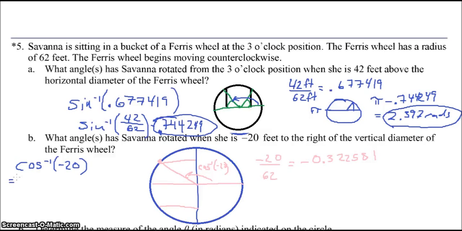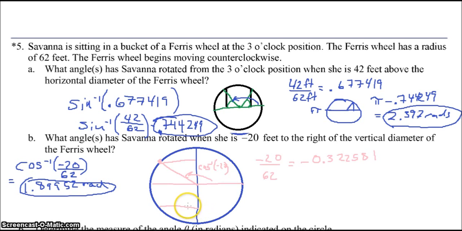Never mind, can't do that. We have to do it in terms of the fraction of the radius, negative 20 over 62. The calculator gave me an error there, and so this is 1.89952 radians. That's one of our solutions.